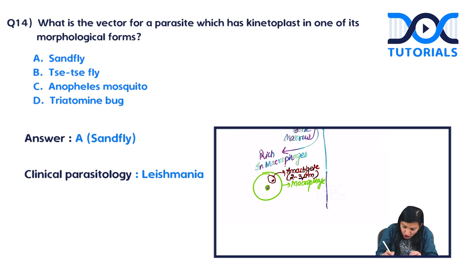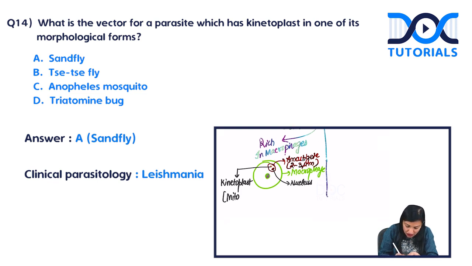Now we have this one, this is the nucleus of the amastigote form, and perpendicular to the nucleus, this orange dot which I have drawn, what does this orange dot represent? This orange dot represents the kinetoplast. Kinetoplast represents the mitochondria of the organism.